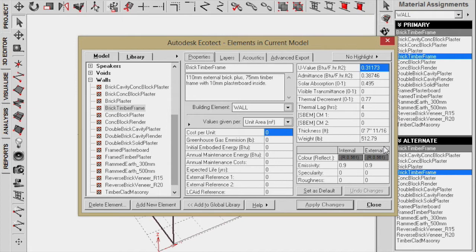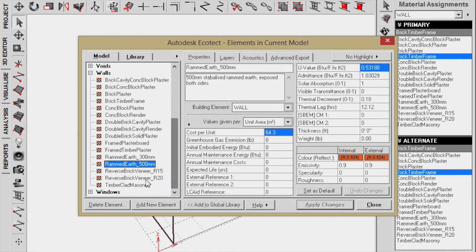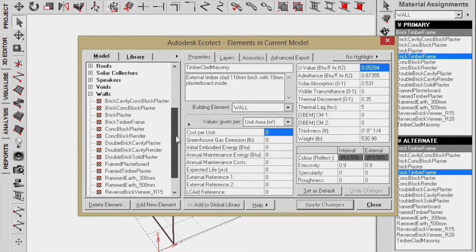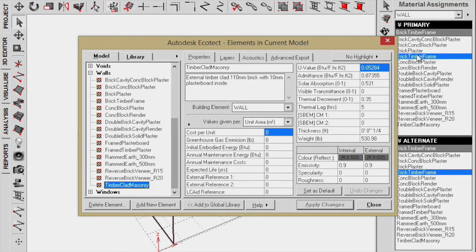If we wanted to change that to a different type of wall, we could. You see there's a lot of existing wall types in this tool, things like rammed earth walls and timber-clad masonry. We have all sorts of different stuff in here. But if I go back to that brick timber frame and I want to change that, I can change its properties. If I wanted to make that more of an insulated wall, I could just put in the U value. For example, a U value more common with the R-13 insulation we'd use here in Northern California, let me just round it off to 0.08. Close that up.